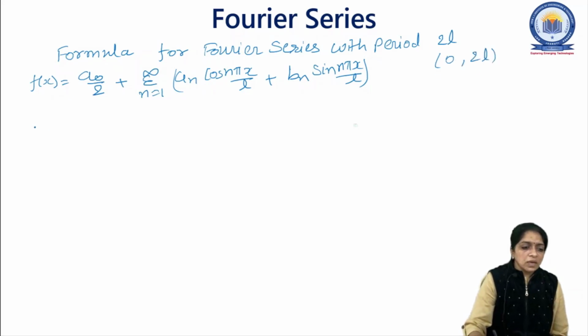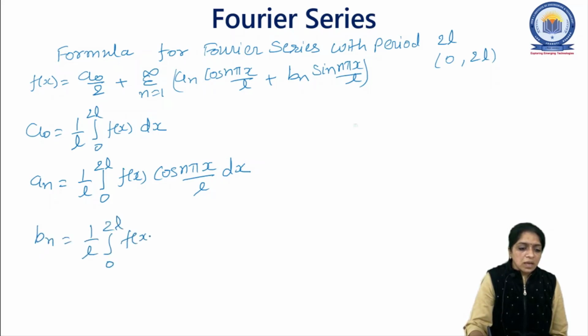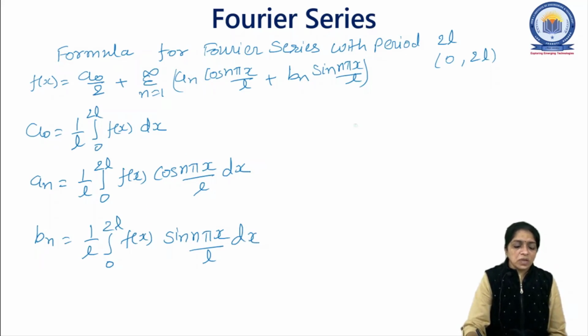Now, a0 is 1 by L integral from 0 to 2L of f(x) dx. an is 1 by L integral from 0 to 2L of f(x) cos(n pi x by L) dx. And bn is 1 by L integral from 0 to 2L of f(x) sin(n pi x by L) dx. So this is the formula for finding the Fourier series with period 2L.